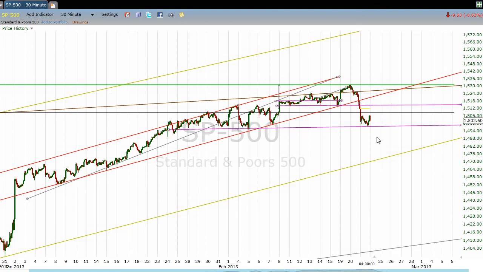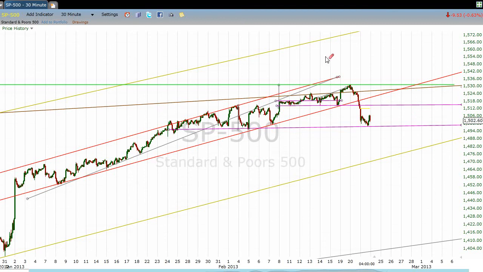And by the way, this line right here could also be acting as resistance, because here it was support a number of times back in the middle of February, and we are now underneath this line. So I think that's another potential resistance line we should consider. I'm going to get rid of this black line. We're going to clean things up just a bit.